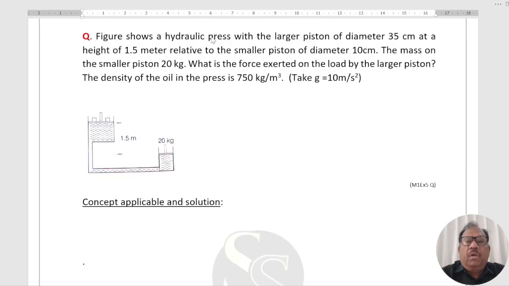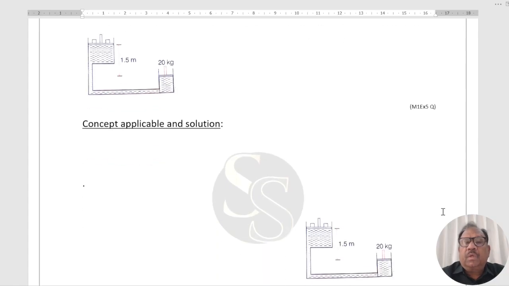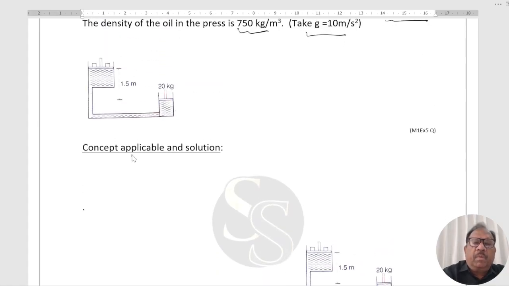The question is: the figure shows a hydraulic press with a larger piston of diameter 35 centimeter at a height of 1.5 meter relative to the smaller piston of diameter 10 centimeter. The mass on the small piston is 20 kg. What is the force exerted on the load by the larger piston? The density of the oil in the press is 750 kg per meter cube, taking g equal to 10 meter per second square. The concept applicable is Pascal's law.